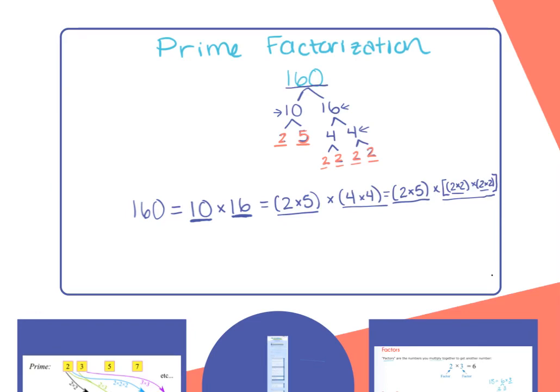So keep that in mind. And when we write all of this, we typically want to write it in order. So our 2's go first. And there were 5 of them. And then our 5 goes at the end. If I had any 3's, they would go after the 2's. And then I can write my 2's as 2 to the 5th power, because there are 5 of them. And 2 to the 5th power times 5. There we are. Okay, so hopefully that helped.